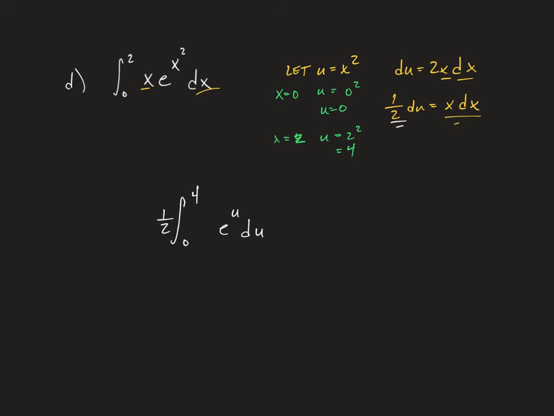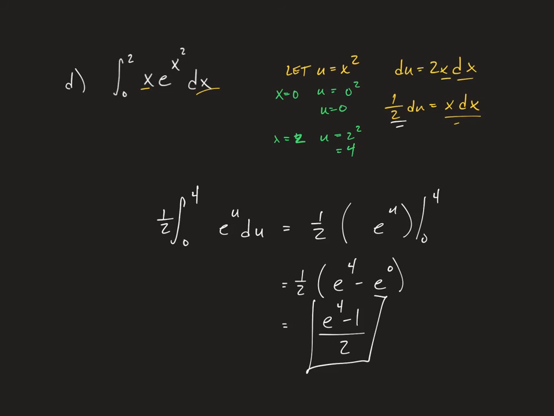So now I can take the antiderivative of e to the u, 1/2 times, that's just going to be e to the u, and I'm evaluating that from 0 to 4. Okay, so this is going to be 1/2 times e to the 4th minus e to the 0, and e to the 0 is just going to be 1. So I'm going to rewrite this as e to the 4th minus 1 over 2.